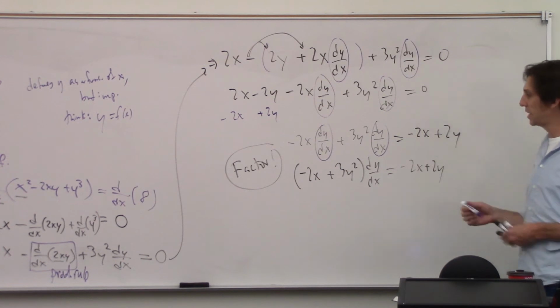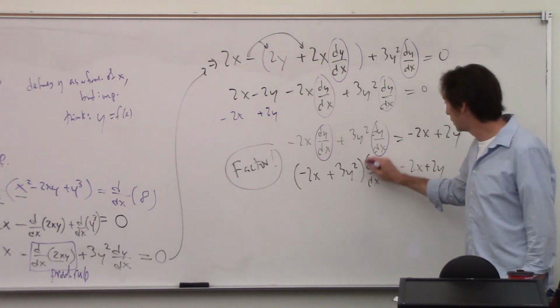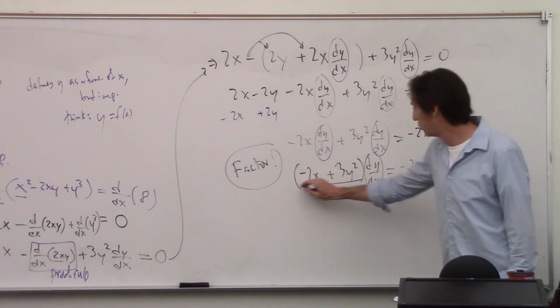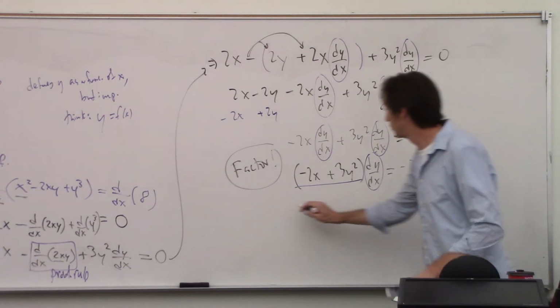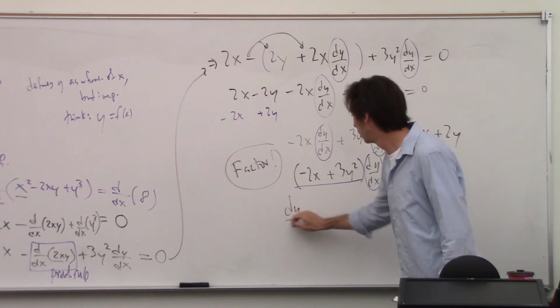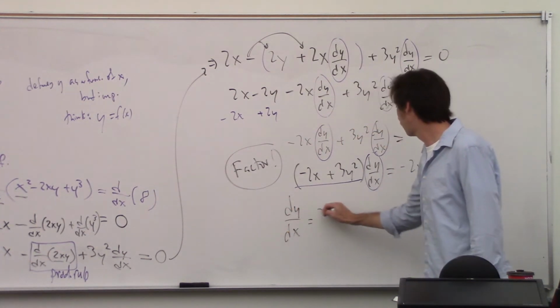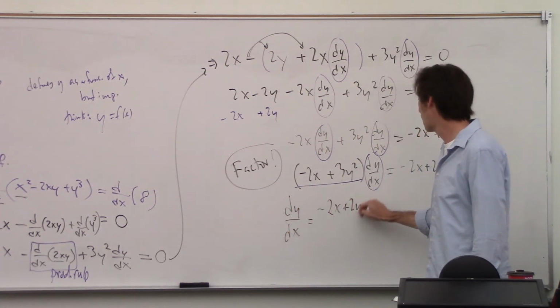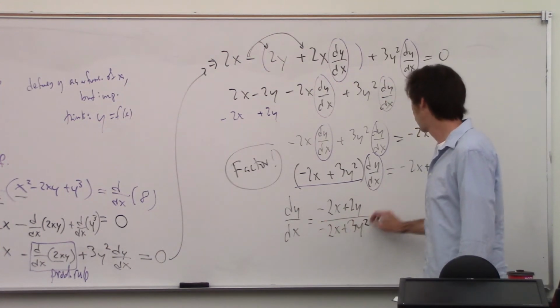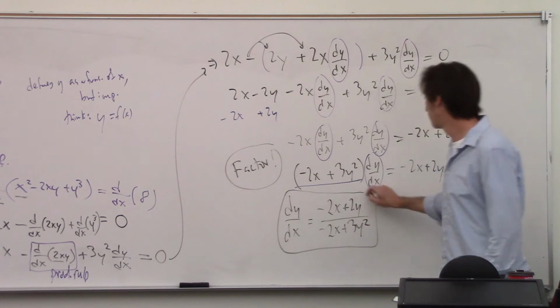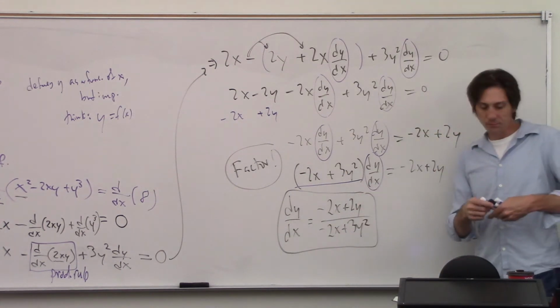As a last step, to get dy/dx by itself, I have to divide both sides by the term in parentheses. So, dy/dx, in this case, equals negative 2x plus 2y divided by negative 2x plus 3y squared.